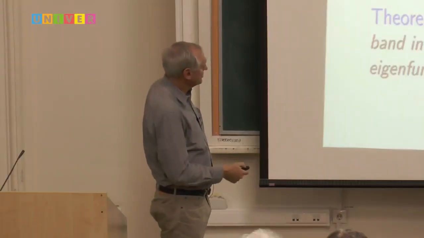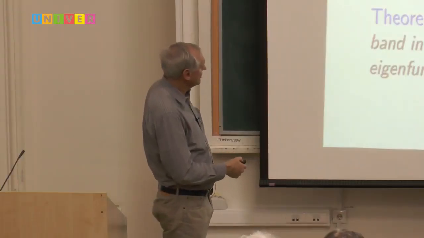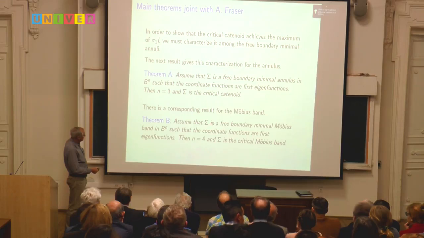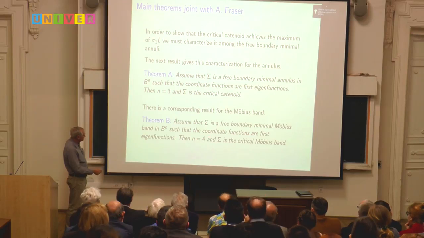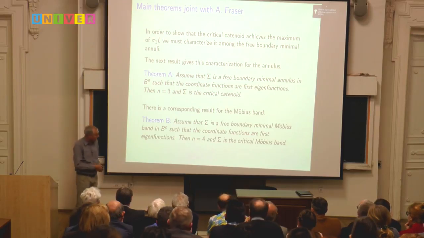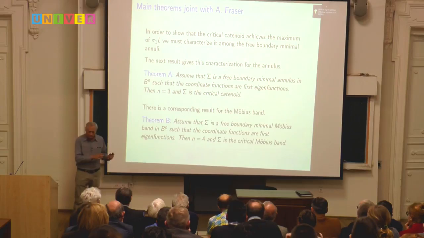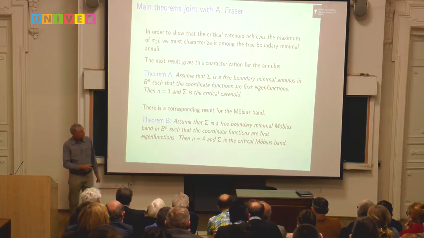And so there's a similar characterization for the critical Mobius band. So if we take a free boundary minimal Mobius band in Bn, if we assume the coordinate functions are first eigenfunctions, then in fact n is 4 and sigma is the critical Mobius band. So we have those characterizations of the two.